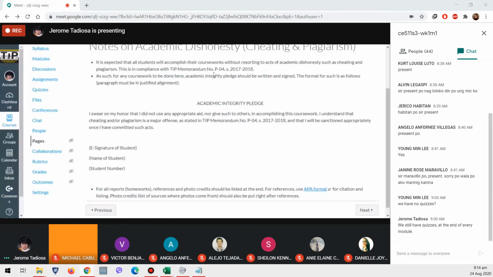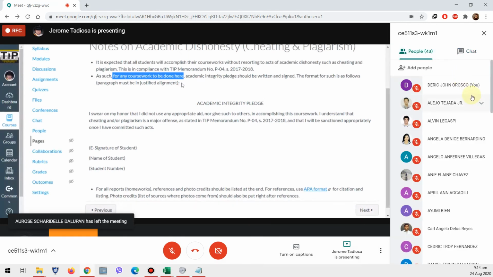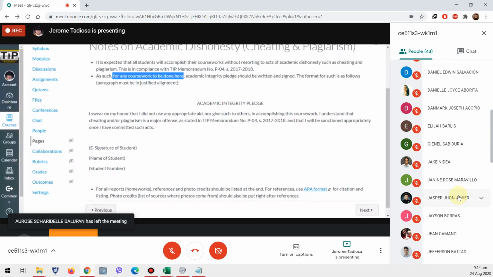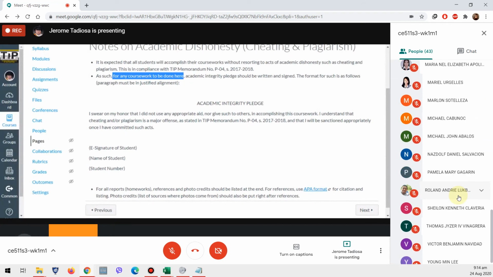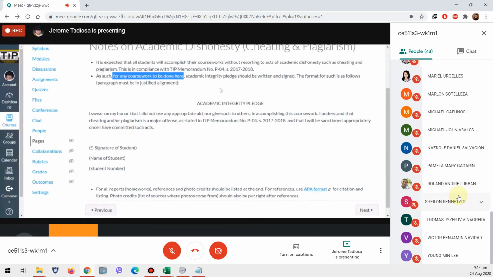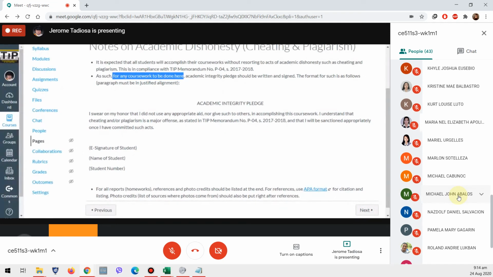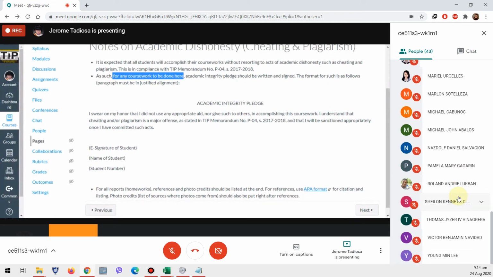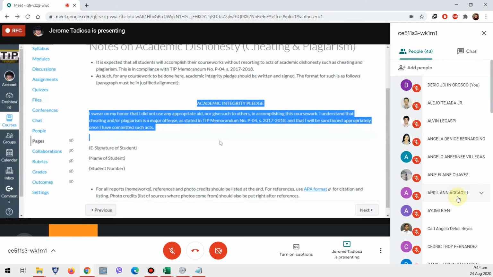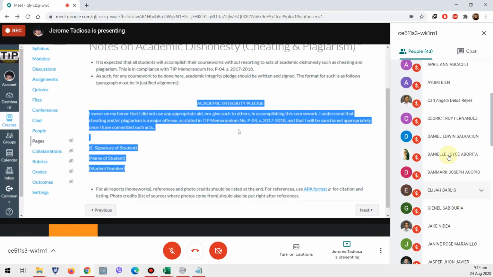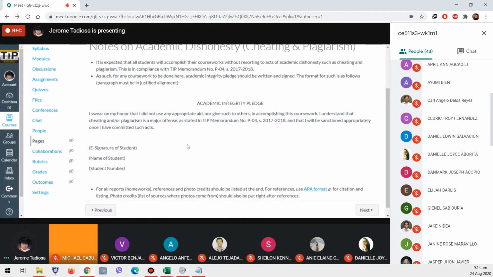For any coursework to be done here, for all submissions like problem sets, assignments, simulation reports, quizzes, and exams, an academic integrity pledge should be written and signed. This is an example of the format. Then you have your signature, your name, and your student number.